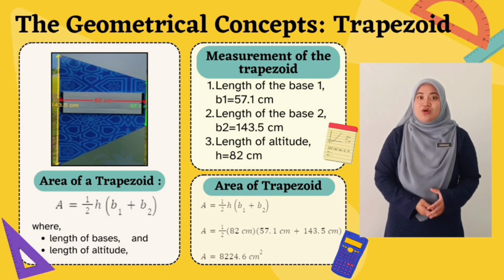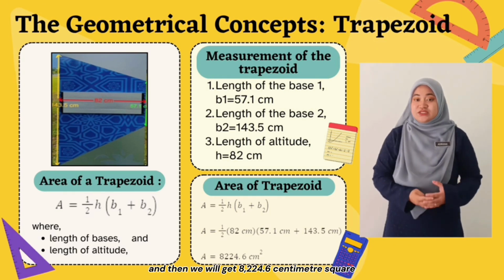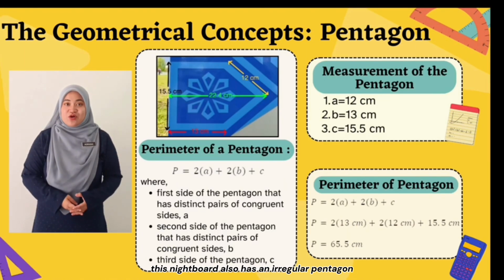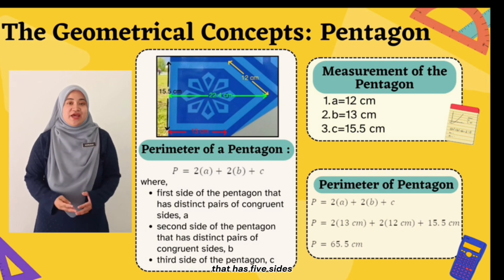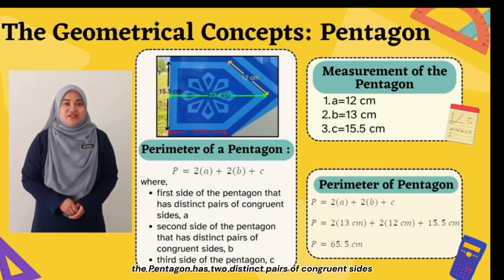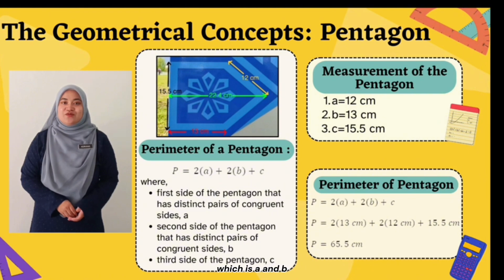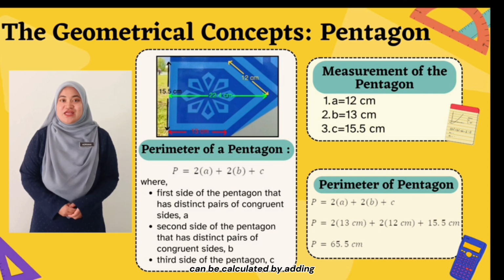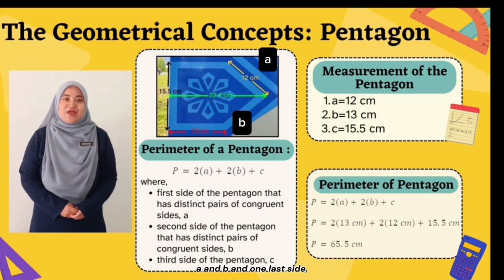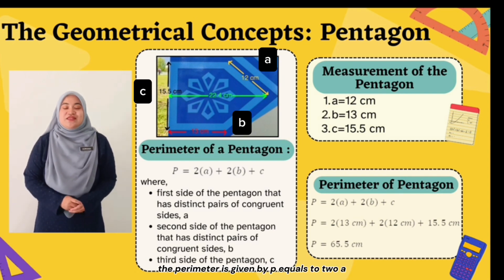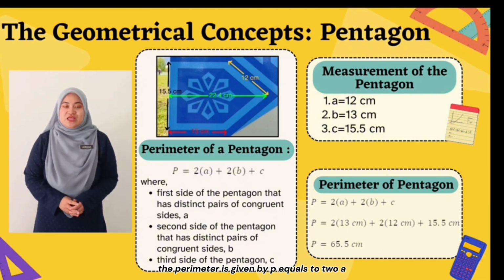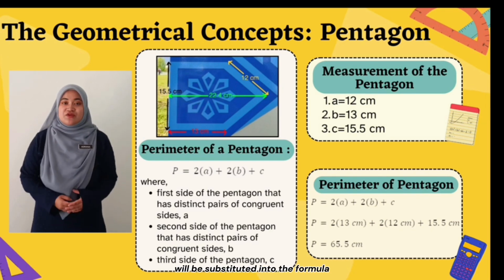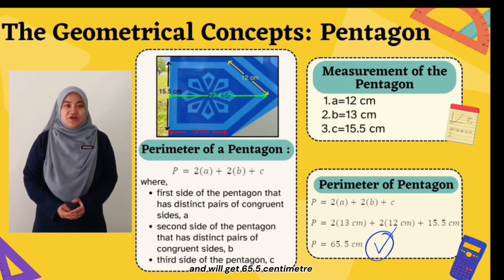We will substitute all of these measurements into the formula, and then we will get 8,224.6 cm squared. The signboard also has an irregular pentagon that has 5 sides. The pentagon has 2 distinct pairs of congruent sides, which are A and B. The perimeter of the pentagon can be calculated by adding the 2 distinct pairs of congruent sides A and B and one last side, which is C. The perimeter is given by P equals 2A plus 2B plus C. All of the measurements will be substituted into the formula and we'll get 65.5 cm.